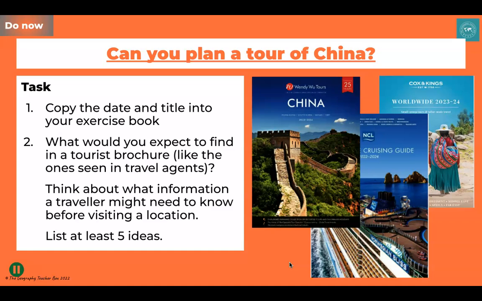So what I want you to really think about is if you were a traveller going somewhere new, what sort of information would you want to know before visiting that location? Try and come up with at least 5 different ideas. So really think carefully, what would you need to know? Pause the video now so you can have a go at coming up with some ideas.